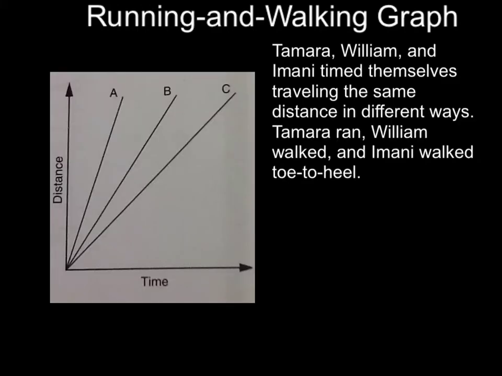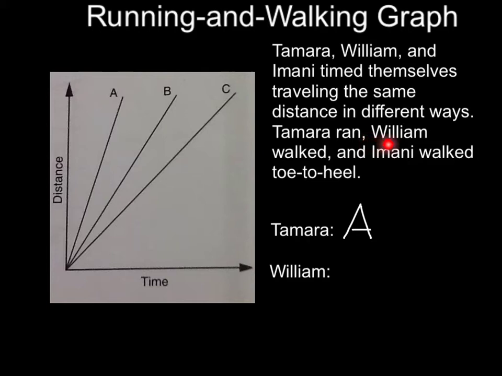Tamara, William, and Imani timed themselves traveling the same distance in different ways. Tamara ran, William walked, and Imani walked toe to heel. Our job is to figure out which of these lines matches each student's rate of movement. Since it says in the problem that Tamara ran, we know that she traveled the most distance in the smallest amount of time. Because of this, we can assume that her graph is graph A.